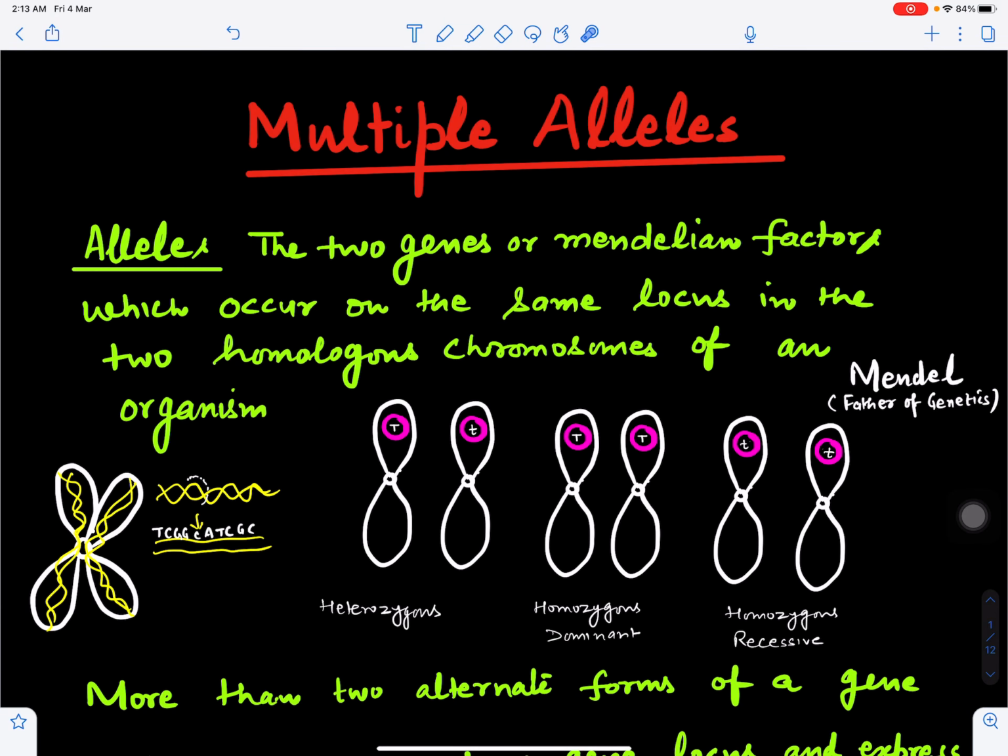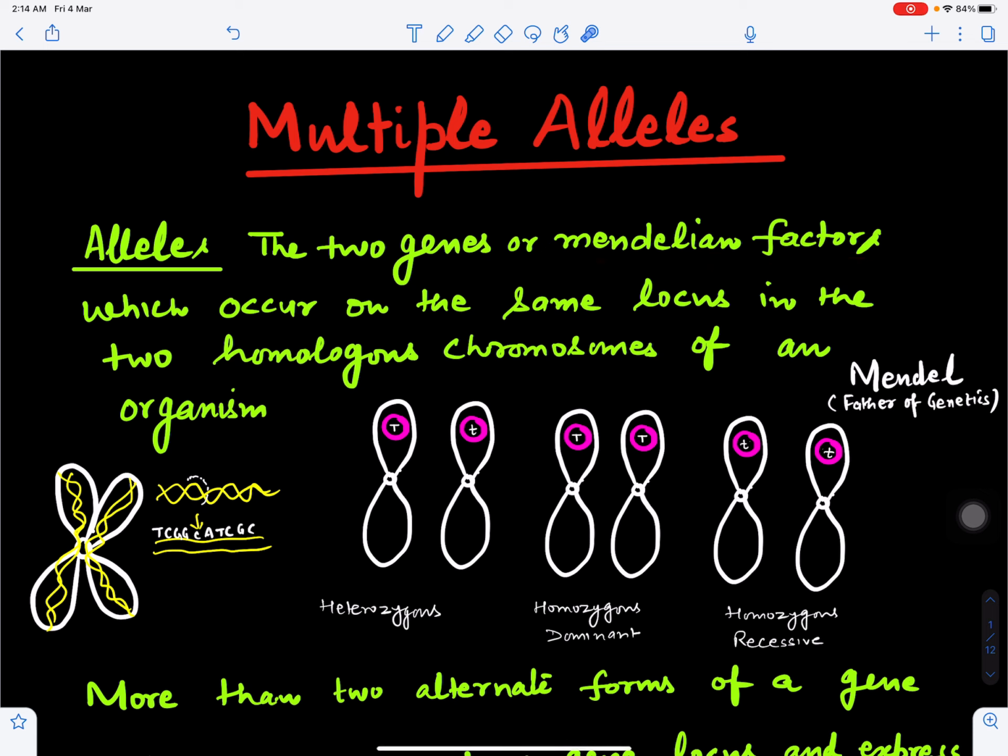In this video, we will discuss multiple alleles and its various examples. Most of the work on genetics has been done by the scientist Mendel. He is also called the father of genetics. He explained that various characters are controlled by factors. This term was given by Mendel, so it is also called the Mendelian factor. Now these Mendelian factors are known as genes.